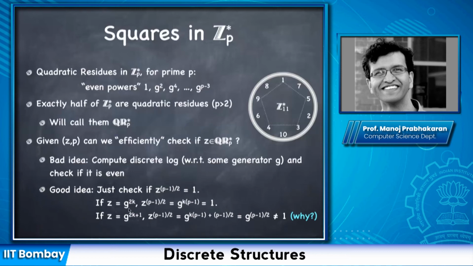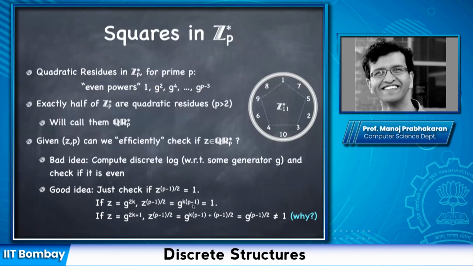Okay, so let's see. Suppose z is a perfect square, then it is some number to the power 2, and that some number can be generated as g to the k for some k. So z is of the form g to the power 2k, and if z is g to the 2k, then z to the p minus 1 over 2 is g to the k times p minus 1.